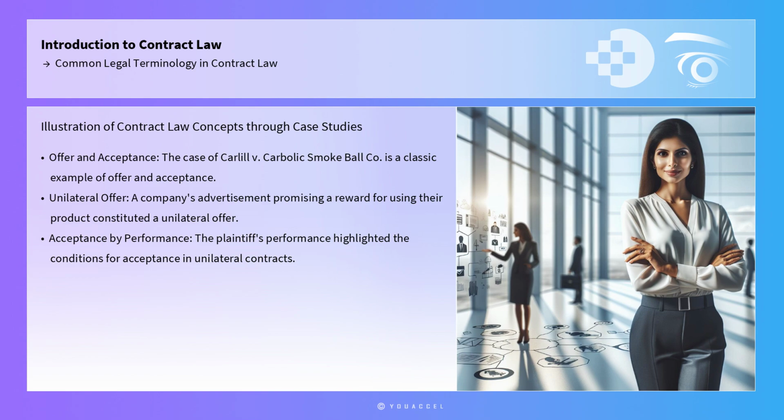Case studies further illustrate the application of these concepts. For instance, the case of Carlill v. Carbolic Smoke Ball Co. is a classic example of offer and acceptance, where a company's advertisement promising a reward for using their product constituted a unilateral offer, accepted by the plaintiff's performance. This case highlights the importance of understanding unilateral contracts and the conditions for acceptance in such arrangements.